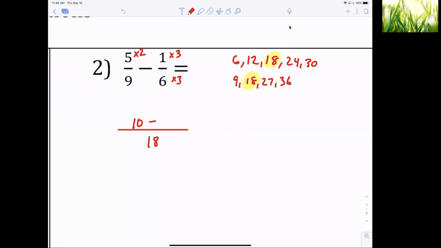So now, what's 1 times 3? 3. Is everybody with me now? Does everybody see how much shorter that is? Hopefully, you're agreeing with me. Does everybody agree with that?